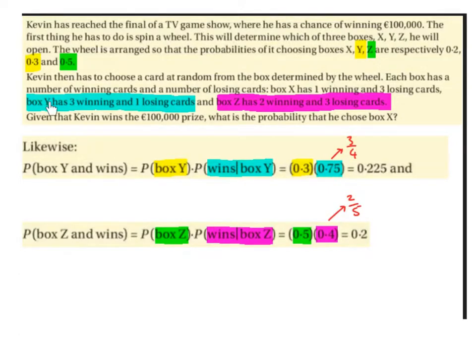So box Y has 3 winning and 1 losing card. So 3 winning, 3 is our numerator, and 4 is our denominator. There's 4 cards altogether. 3 plus 1 is 4. And multiplying these, we get 0.225.